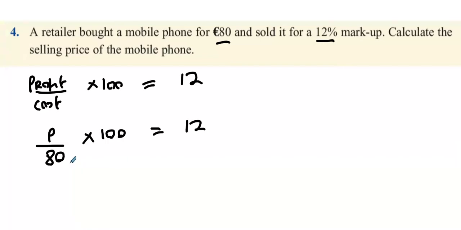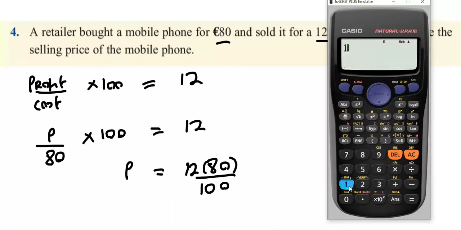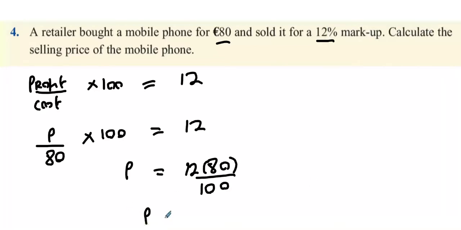Now 100 divided by 80, so we can do it this way. 80 is division on the left, which will make it multiplication on the right. 100 is multiplication on the left, which will make it division on the right. And then we can find out the profit: 12 multiplied by 80, then divided by 100. So you made a profit of €9.60. But it wants to know the selling price, so you add it on to 80. So it's going to be €89.60.